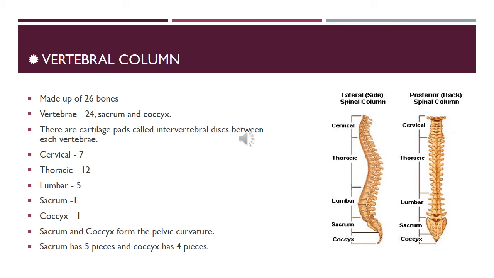Vertebral column is also called the spine. There are 26 vertebrae and these vertebrae are connected by a cartilaginous pad called the intervertebral disc. We have 7 cervical, 12 thoracic, 5 lumbar, and 1 sacrum and coccyx. Sacrum is a fusion of 5 bones while coccyx is 4. They together form the pelvic curvature which helps us to stand, sit and walk.